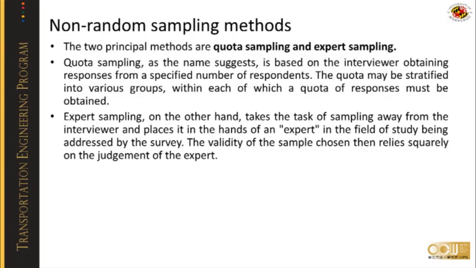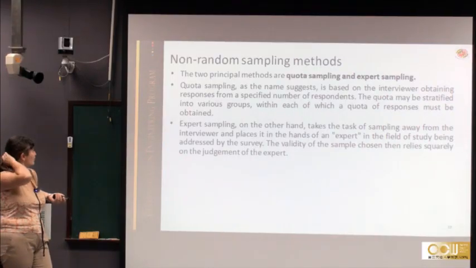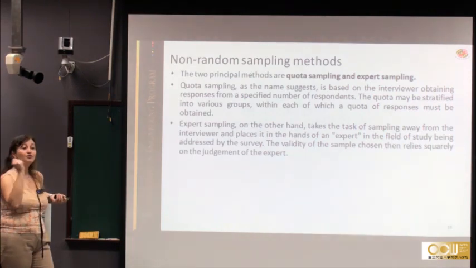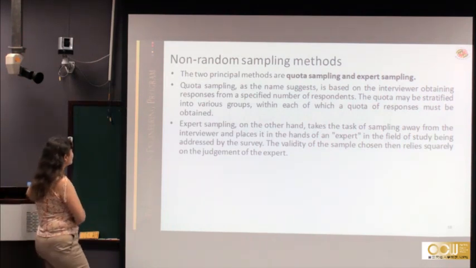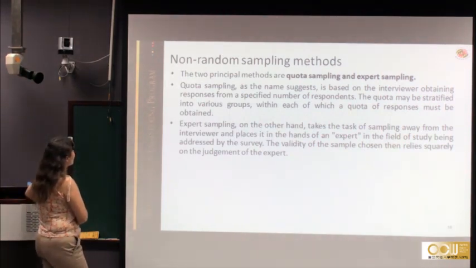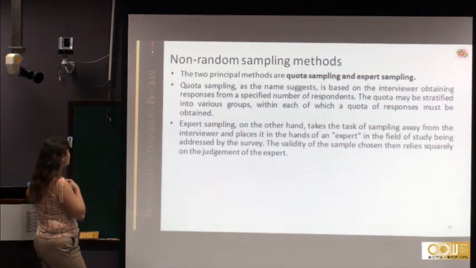Sometimes you don't want a random sample, right? So sometimes you want a certain quota, so for example, you say, I want 200 observations from the low-income population. I want 100 observations from the high-income population. And so you want responses from a specified number of respondents. Then you can have groups and so on.